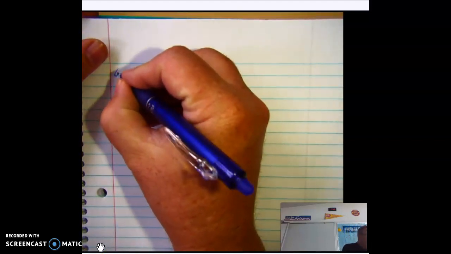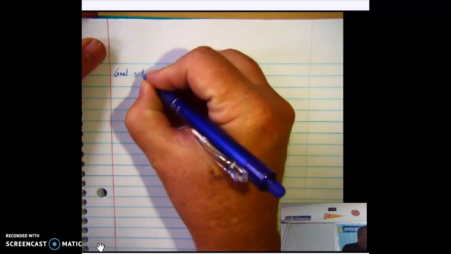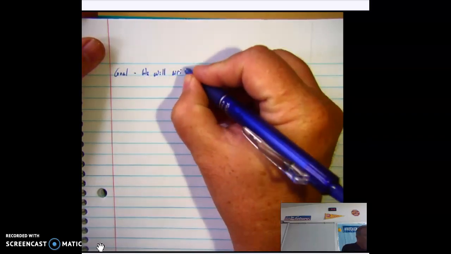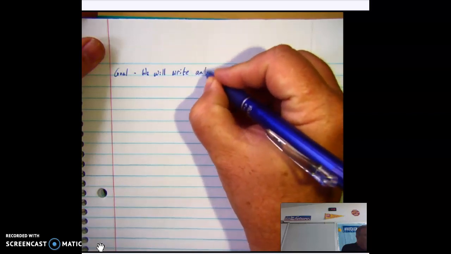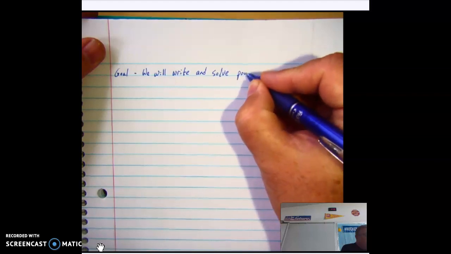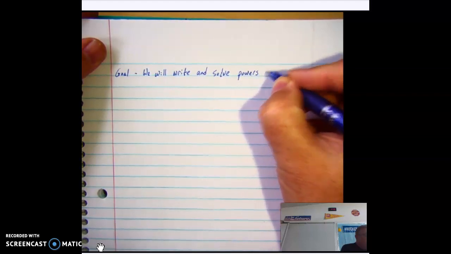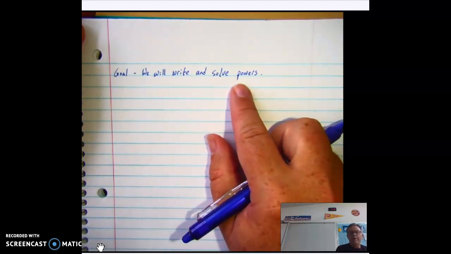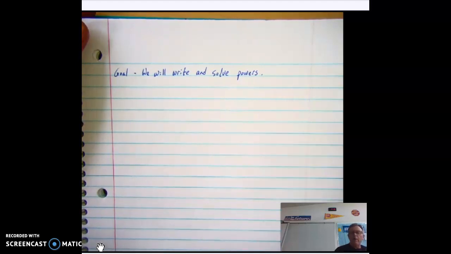Okay. Today, our goal is we will write and solve powers. So we want to go ahead and put our goal down at the top of the paper and go ahead and put a date.